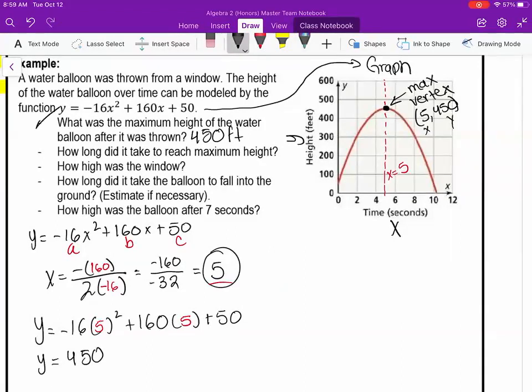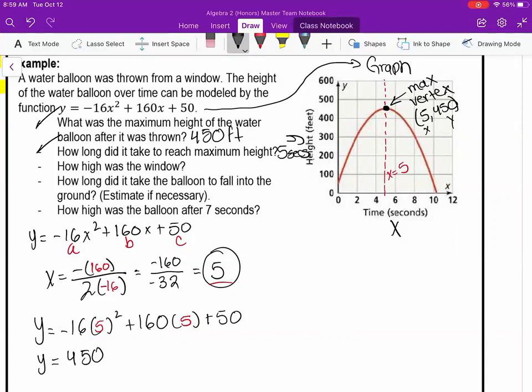So check. Question number 2, how long did it take to reach maximum height? So I'm still looking at the vertex. How long did it take for the balloon to reach 450 feet? Well, if we look at the vertex, my axis of symmetry is 5, and 5 determines the time, which means it took 5 seconds to reach maximum height. So the first 2 questions just have to do with my vertex, and actually I'm going to write that on top. So this is 5 seconds.